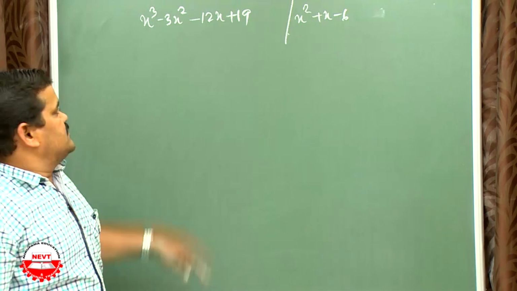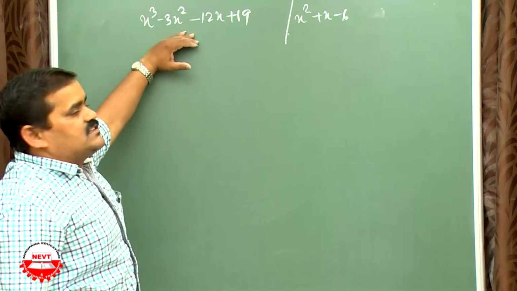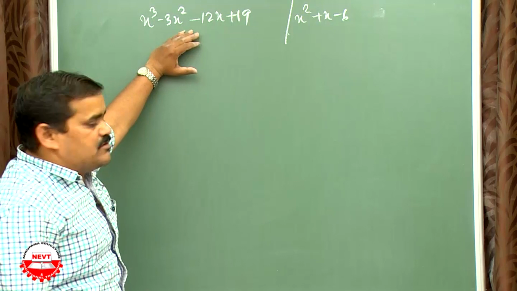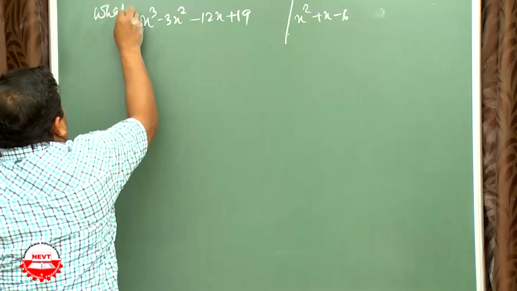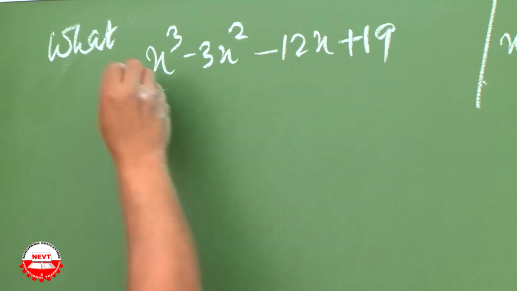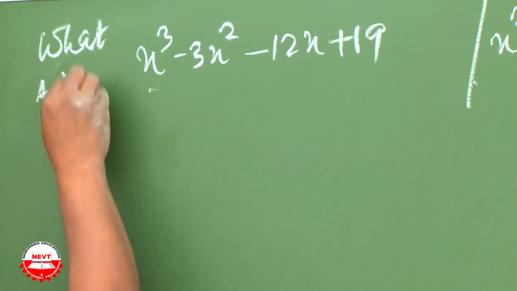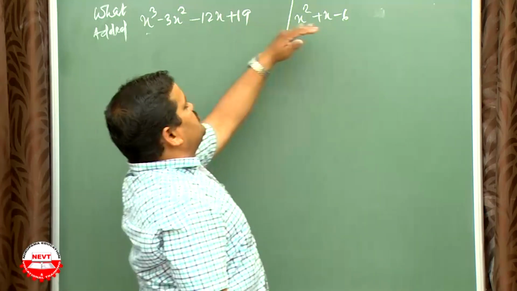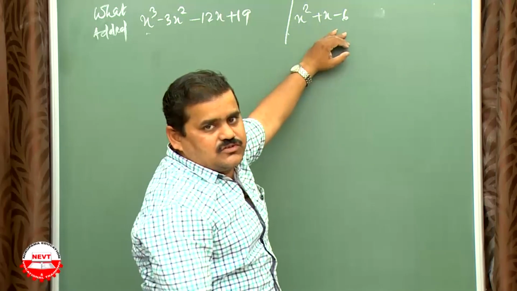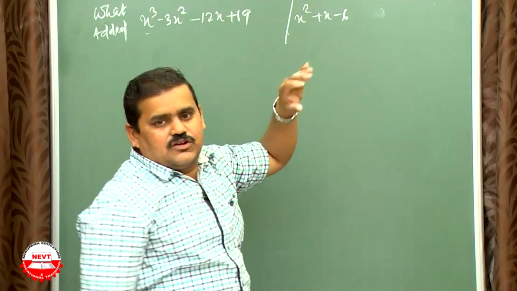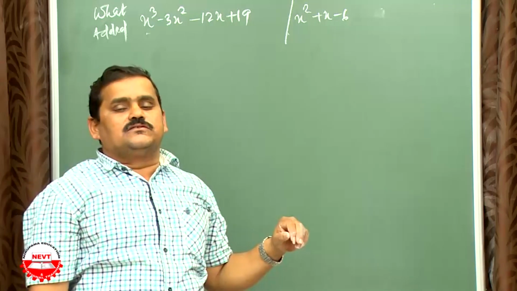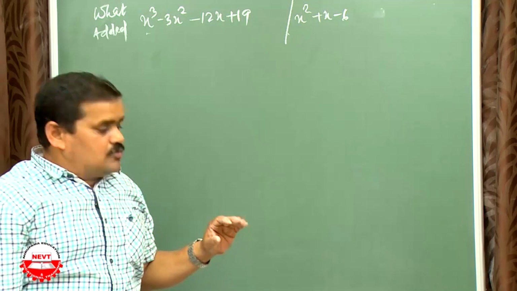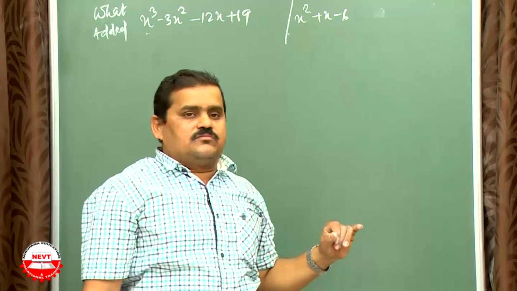Come to the next question. Actually, this type of question is not coming in the exam. I will tell you what the question is. What must be added with this to make it divisible by this? This is a lengthier question. This type of question is not coming, but there is no hope that in the CC pattern this question will not come. So don't expect that this type of question will not come.